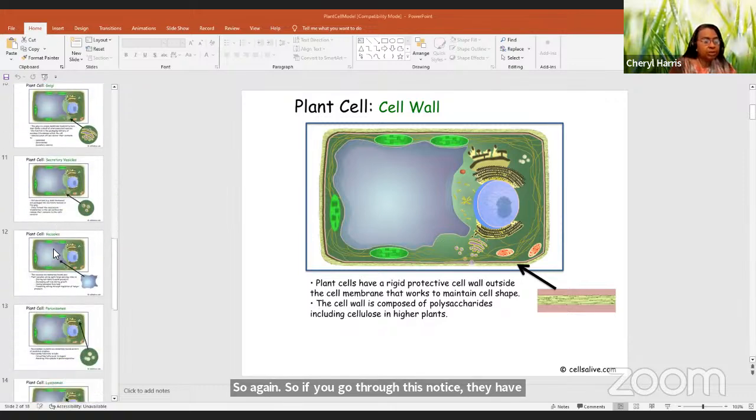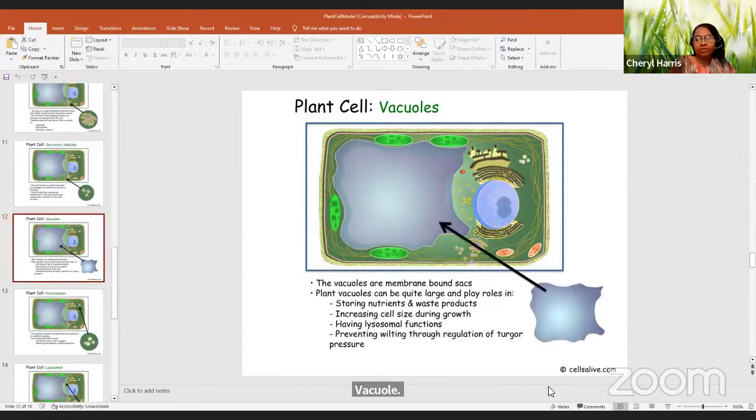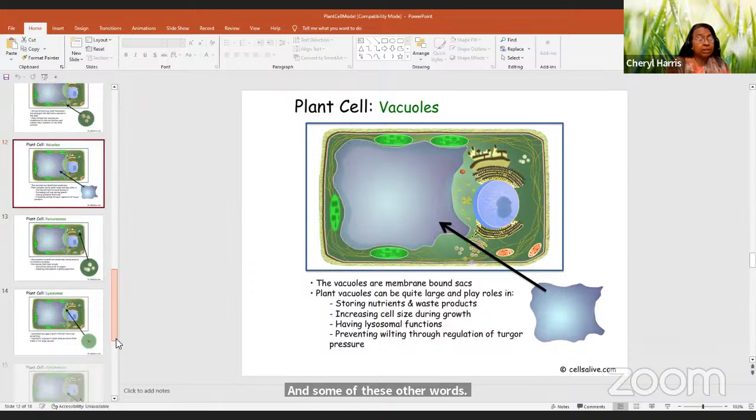And we want to get to vacuole. Just going to pull this one up. All right, so vacuoles, they are large. That's the other difference. In animal cells, they're small, and basically in animal cells, they function for digestion. In plants, vacuoles also store nutrients and waste, but they prevent the cell, this one down here at the bottom, prevent the cell from wilting through turgor pressure. So tomorrow we'll talk about what is turgor pressure and some of these other words that help the cell stay supported.